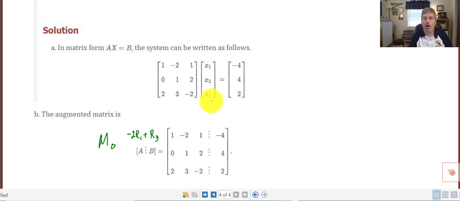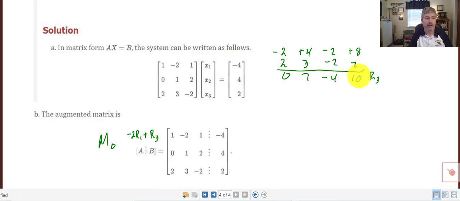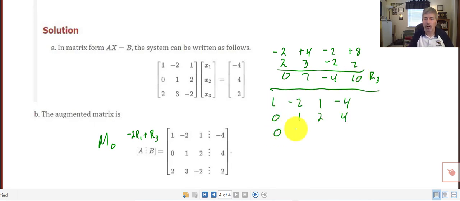Let's take a look at what that looks like. -2 times row 1 becomes -2, +4, -2, and +8. And we add it to row 3, which was 2, 3, -2, 2. Our new row 3 becomes 0, 7, -4, and 10. So I'm just going to rewrite this matrix again, and now our new third row is 0, 7, -4, and 10. So I've got this matrix here. I'm going to call this matrix M sub 1.